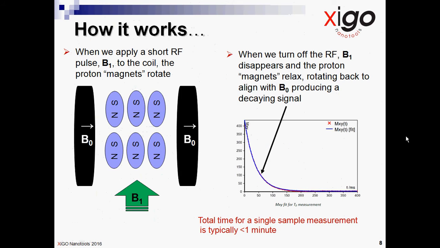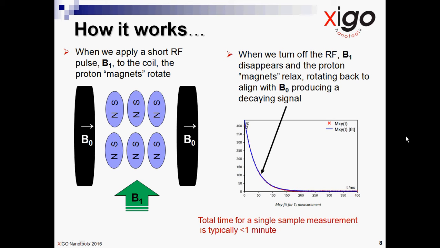If we apply an RF pulse at an appropriate frequency and duration to the RF coil, a temporary magnetic field B sub 1 is produced, and this is superimposed over the original magnetic field. The proton magnets realign with this new field B sub 1, a process that takes a few microseconds. When the RF pulse is switched off, B sub 1 is removed, and the proton magnets then relax back to their original orientation with B sub 0.